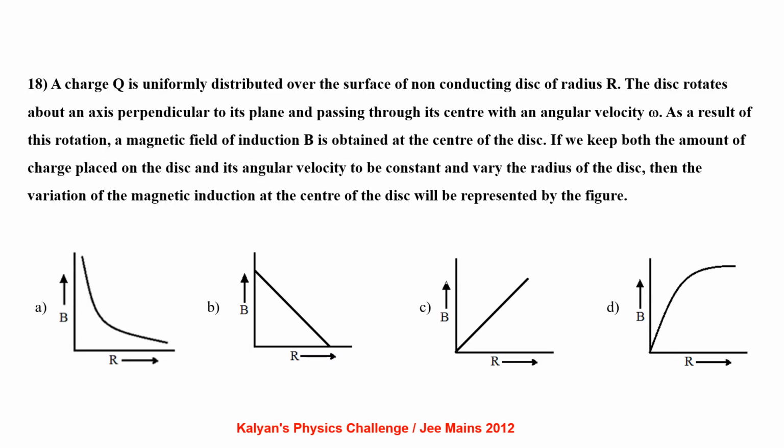A charge capital Q is uniformly distributed over the surface of a non-conducting disk of radius capital R. The disk rotates about an axis perpendicular to its plane and passing through its center with an angular velocity omega. As a result of this rotation, a magnetic field of induction B is obtained at the center of the disk. If we keep both the amount of charge placed on the disk and its angular velocity constant and vary the radius of the disk, the variation of magnetic induction at the center of the disk will be represented by the figure.